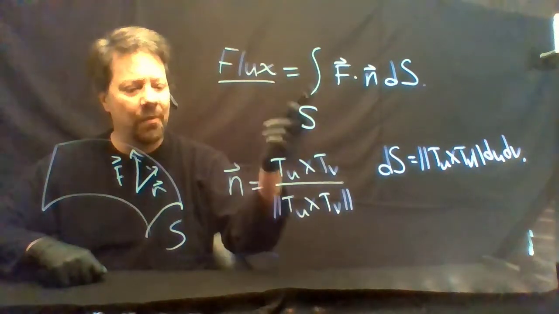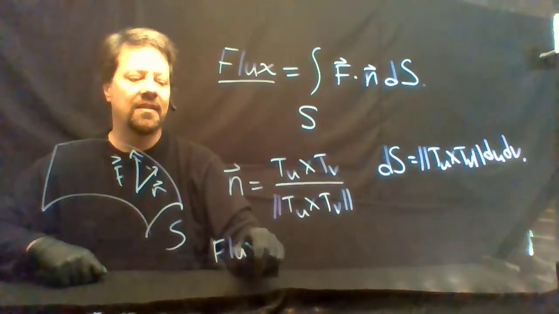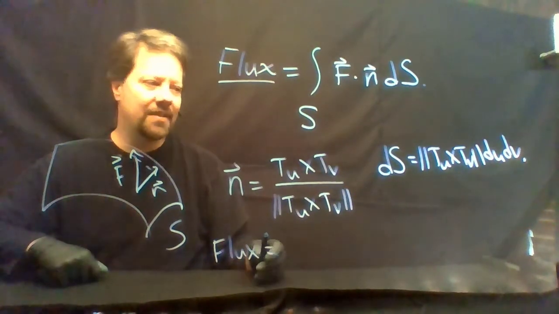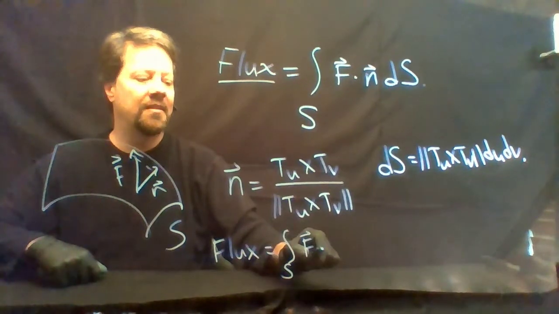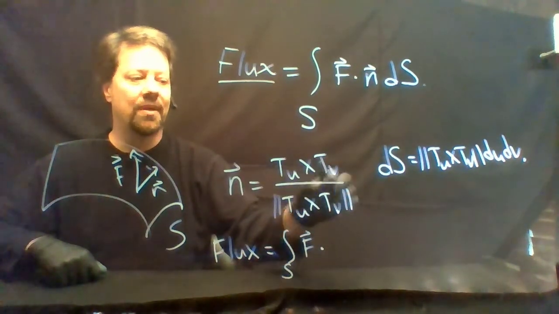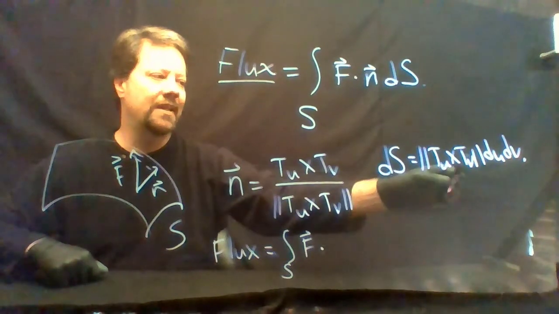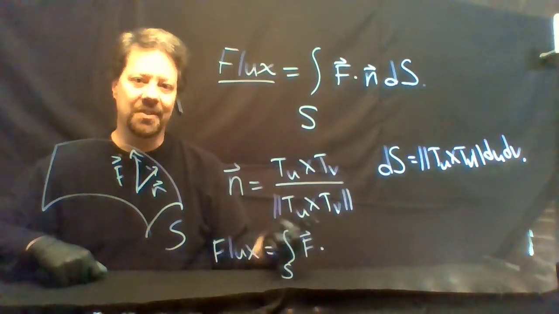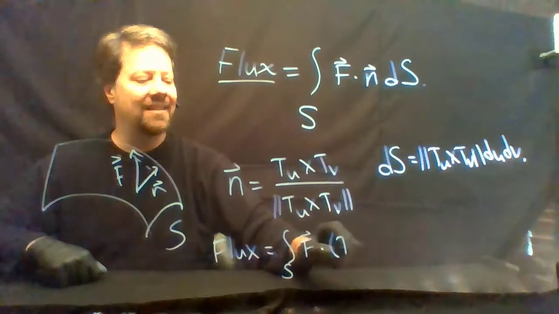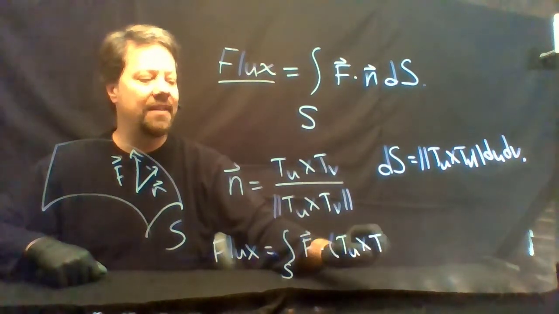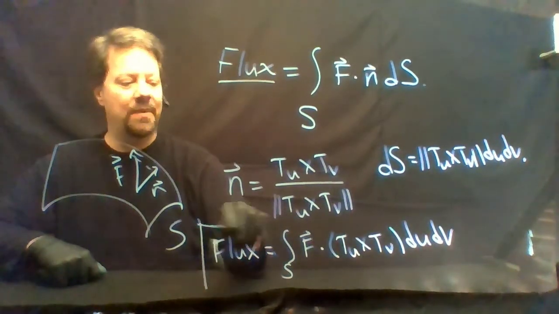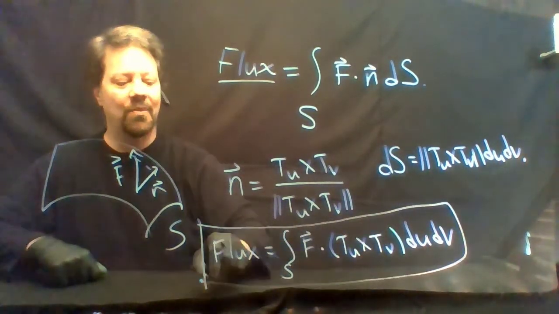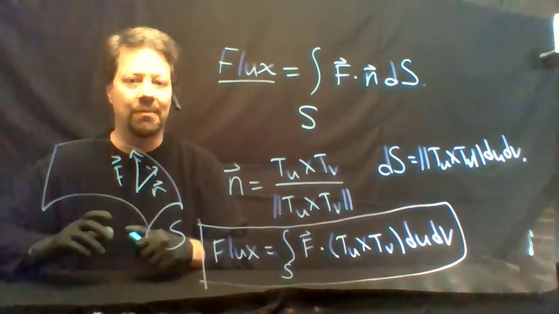That means whenever we are calculating flux integrals, we can save ourselves a little time. We can integrate on S the vector field F, but instead of dotting by Tu cross Tv divided by the norm and then multiplying by the norm and the differentials du dv, we'll just dot with Tu cross Tv du dv, and this is how we will calculate flux more generally. That will save us a little bit of time and an extra step or two.